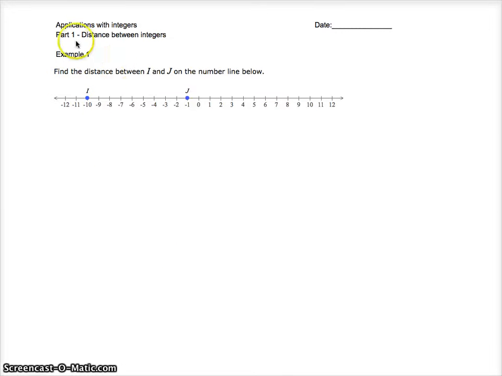Hello, welcome to part one of applications with integers. We're looking at distance between integers and we're looking specifically at a number line. For example, one says find the distance between I and j on the number line. There's two ways to do it.